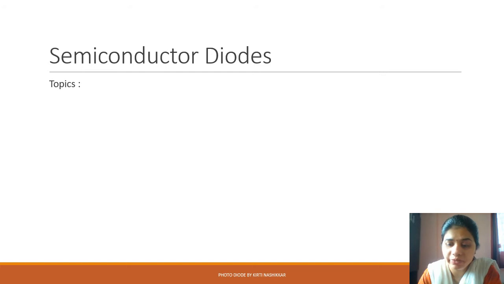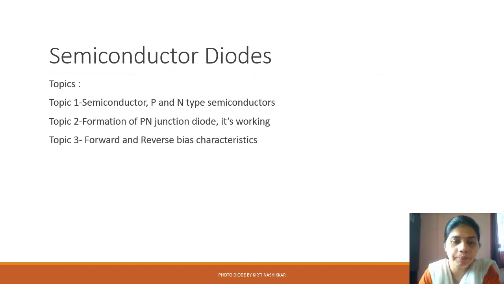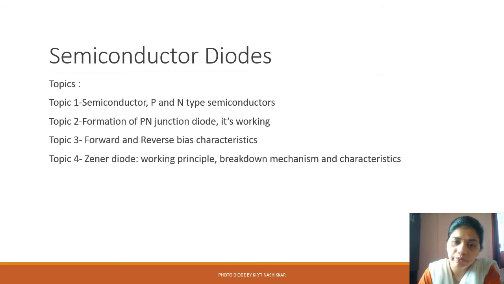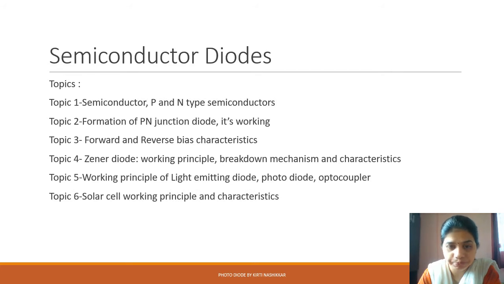So we are in semiconductor diodes and have discussed PN type extrinsic semiconductors. We have seen the formation of the PN junction diode and its working. We have discussed the VI characteristics of the PN junction diode and Zener diode. In the last lecture we saw the LED, and today we are going to discuss photodiodes.